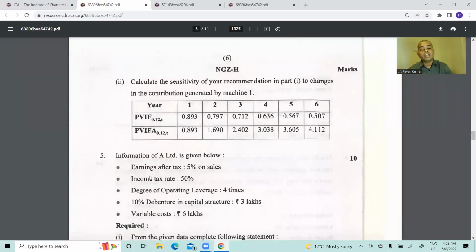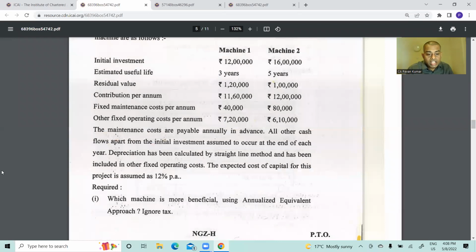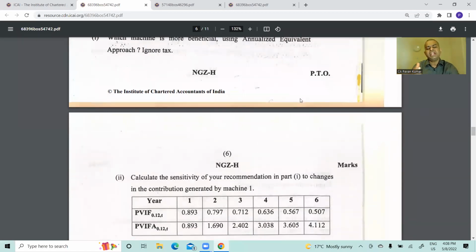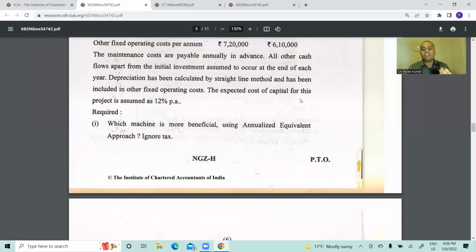Calculate the sensitivity of your recommendation to changes in the contribution. They have given contribution somewhere. Look here, contribution: 11,60,000, 12 lakhs. In the second part they're asking, probably for the first question they'll give 7 or 8 marks, for the second question 2 or 3 marks. So you are calculating sensitivity. How do you calculate sensitivity analysis? Sensitivity on a key factor is NPV divided by that sensitivity factor, whatever you are considering, into 100. That's all. In 1 second, you can calculate. NPV you have calculated already. Contribution is also there. That number divided by this number into 100, dude.